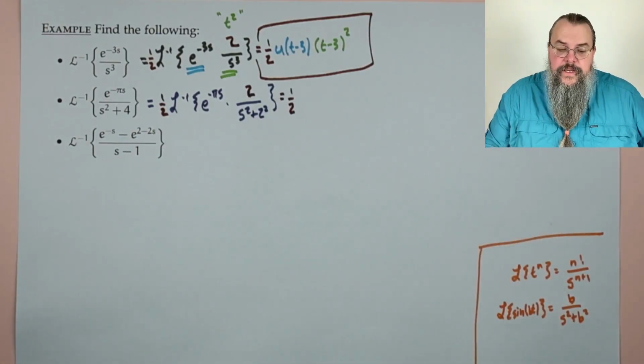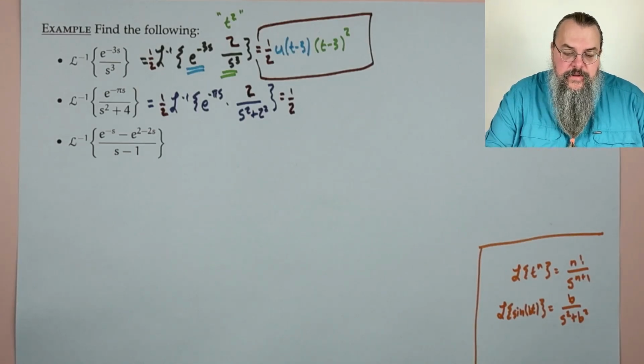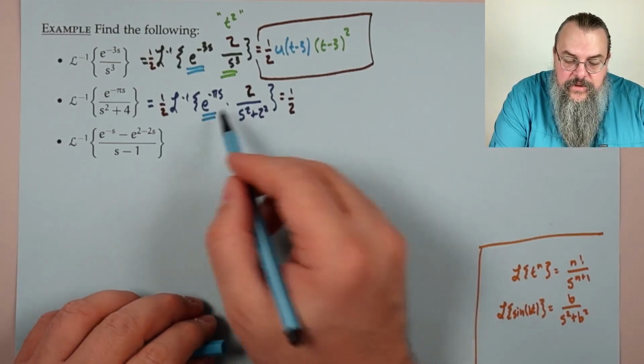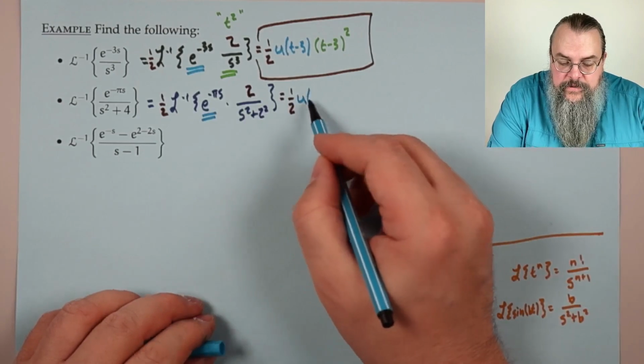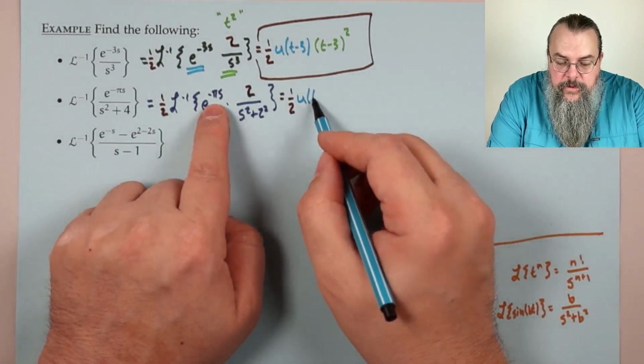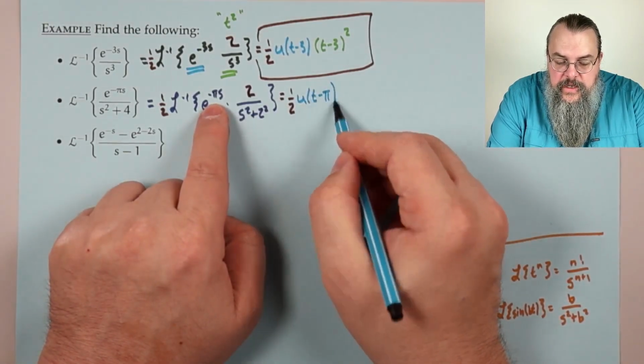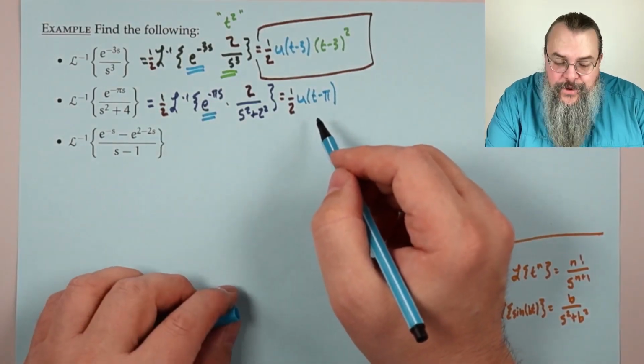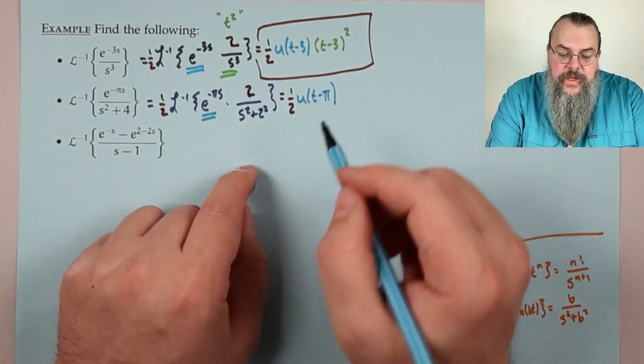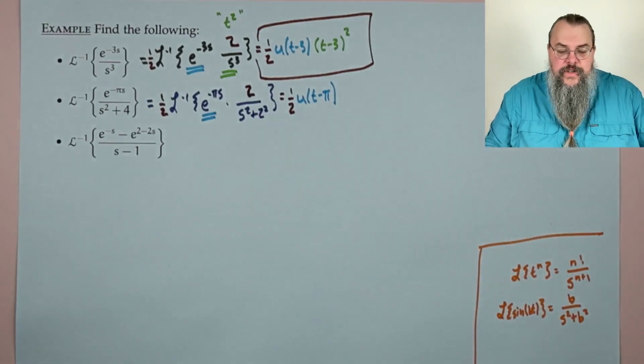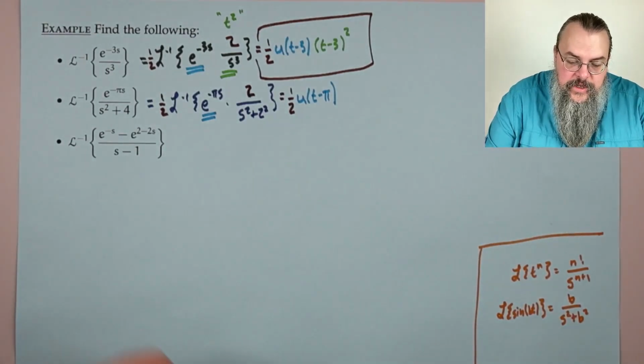We have this e to the minus pi s. Okay, that's great. That tells us the shift. We have our on-off, and we go by what's upstairs, minus pi. Yeah, it can be weird numbers. It doesn't have to be whole numbers. No problem.